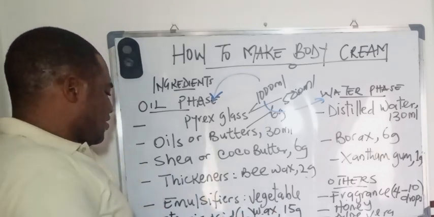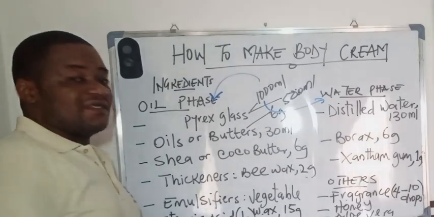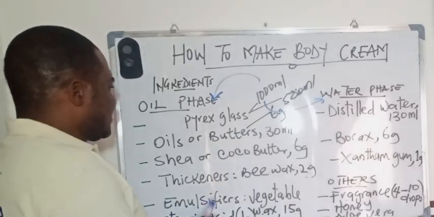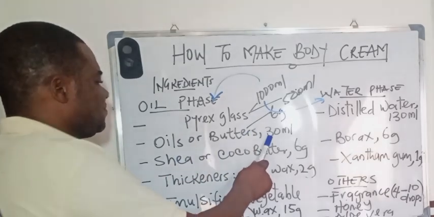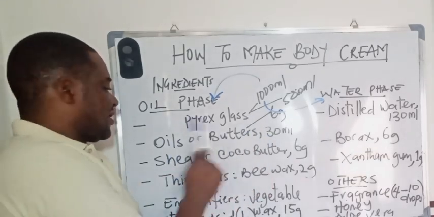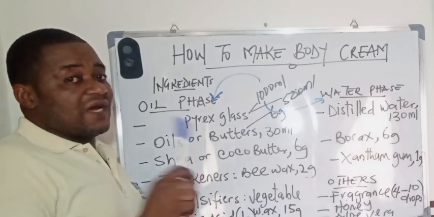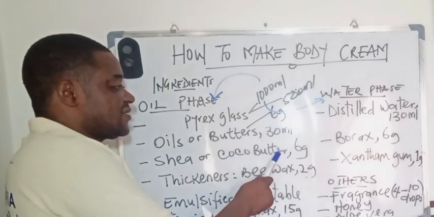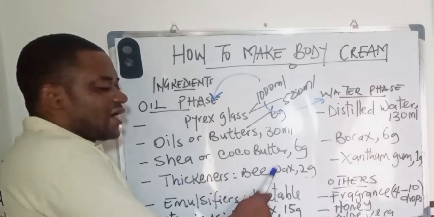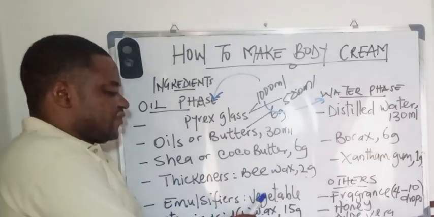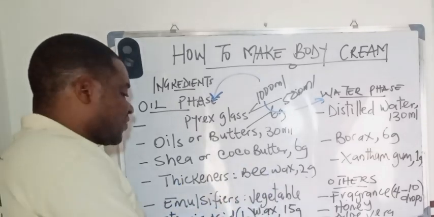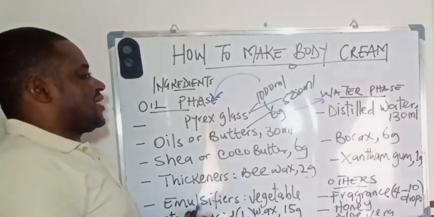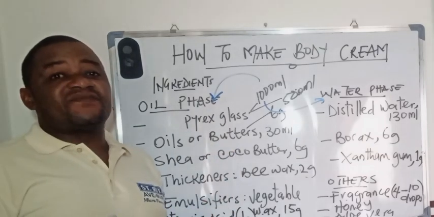Now, when you do that, you can also measure stearic acid, 1 gram. That is if you have it. It's not compulsory. Then 30 ml of oils or butter. The oil can be any one, almond oil or whatever, and then your shea butter or cocoa butter, any of them, 6 grams. Put it there. Thickener, beeswax, 2 grams; emulsifier, vegetable wax, 15 grams; and 1 gram of stearic acid, not compulsory. Once you add all this into that glass, you are ready for the oil phase.